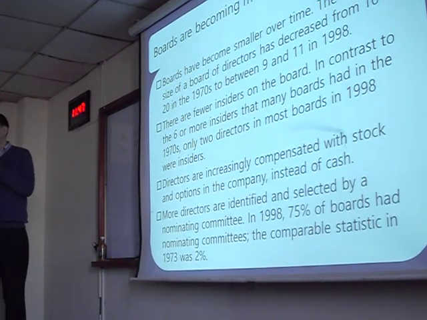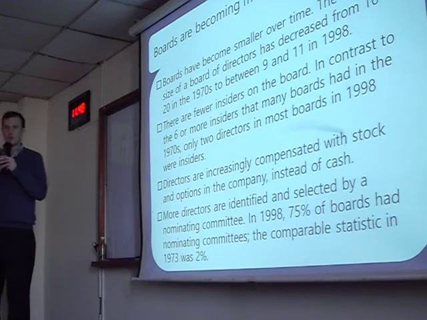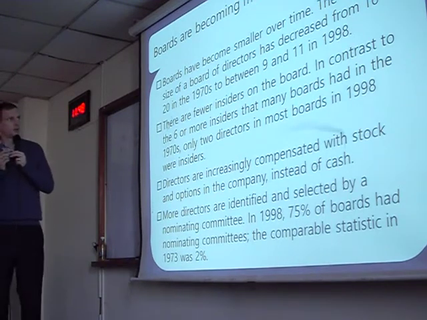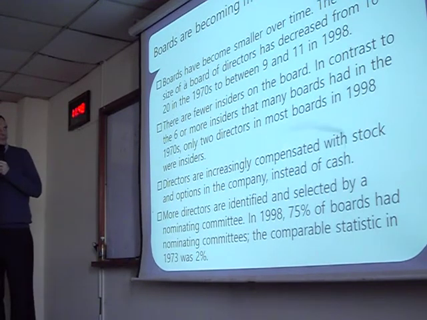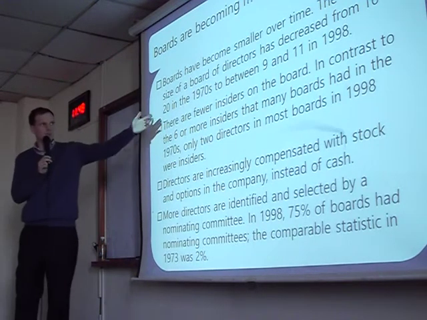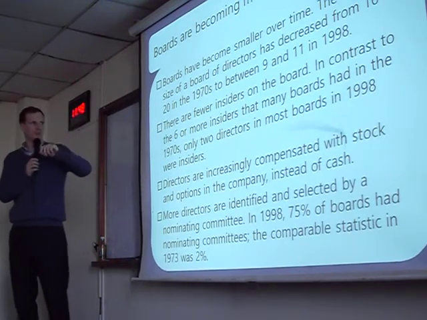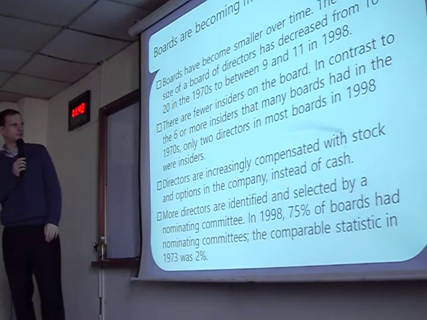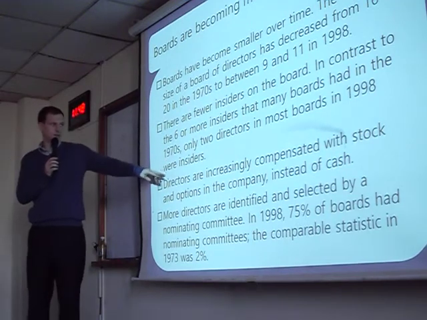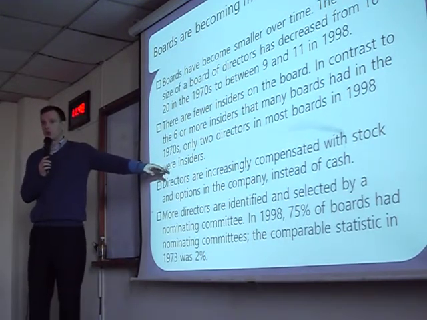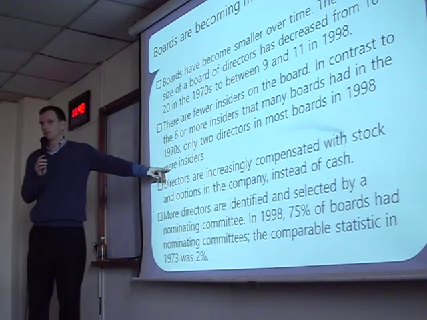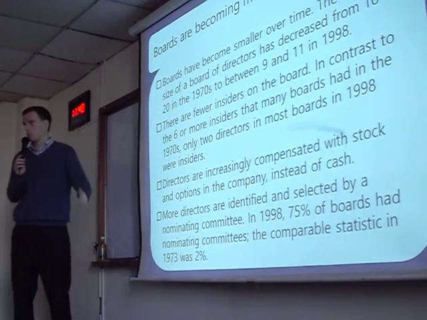Boards are getting better than in the past. They're becoming more independent. So the boards are becoming smaller. So it's between 9 and 11 these days. There are fewer insiders on the board. Okay, it was about 6 insiders in the 70s, but nowadays only 1 or 2 directors are insiders. Means connected to the company or working for the company.